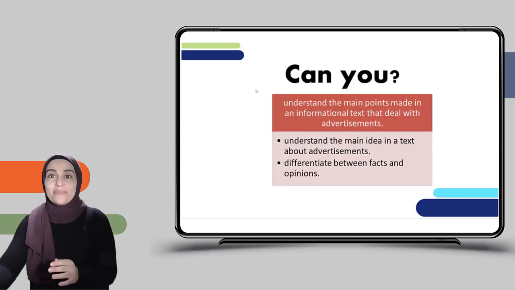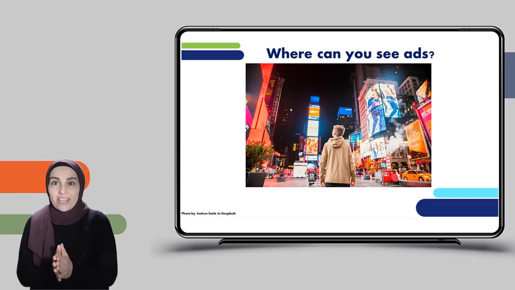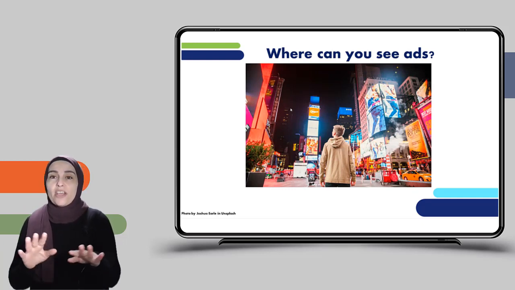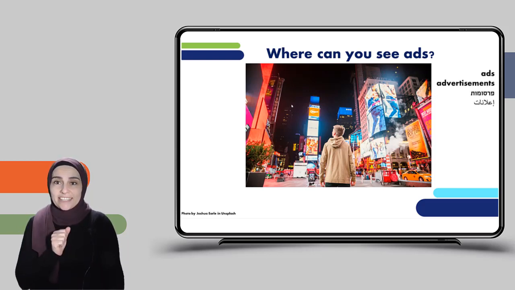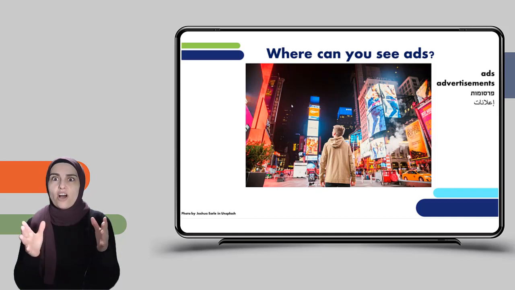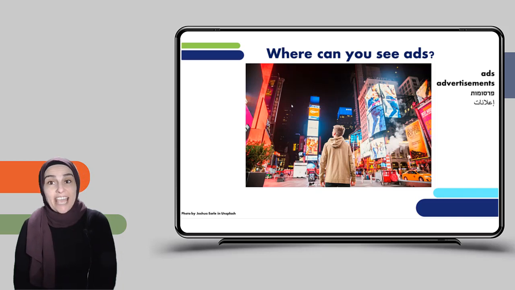Okay. Let us start by taking a look at this picture. As you can see in the picture, there are a lot of ads. Do you see the word ads? There are a lot of ads on the street. Ads is a word that is short for a longer word, which is advertisement. Very good. Advertisements actually means ads.